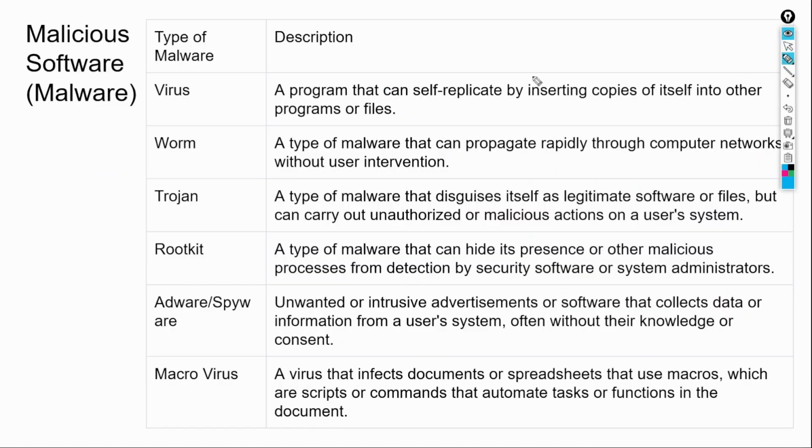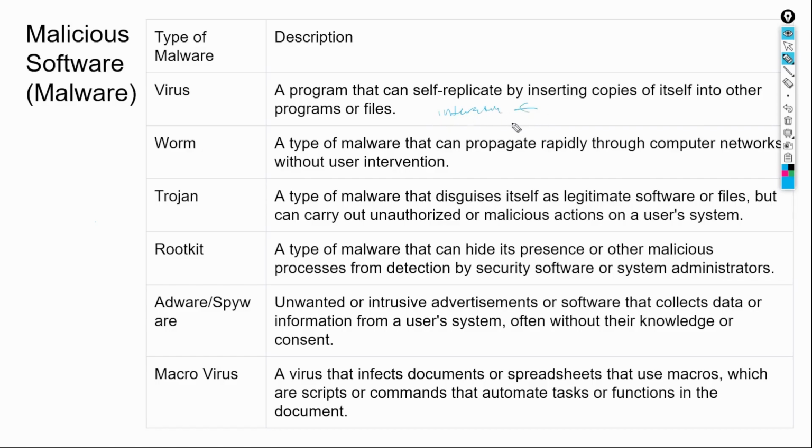A fun slide here, moving into malicious software known as malware. Just want to cover different types that you can have and a description of them. So starting with a virus, this is a program that can self-replicate by inserting copies of itself into other programs or files. It needs some sort of interaction though.